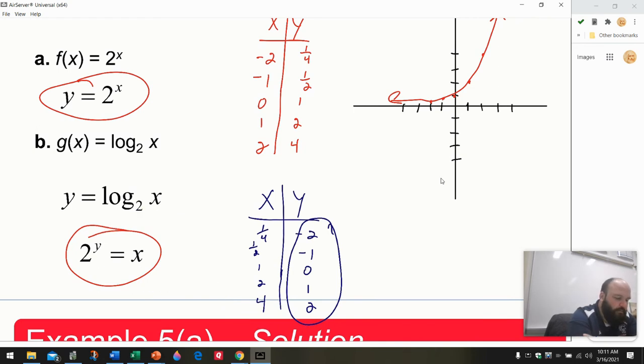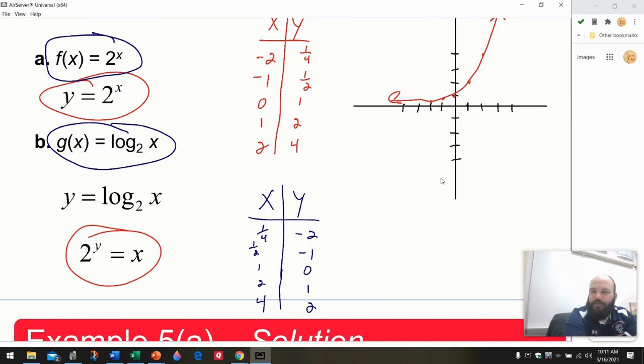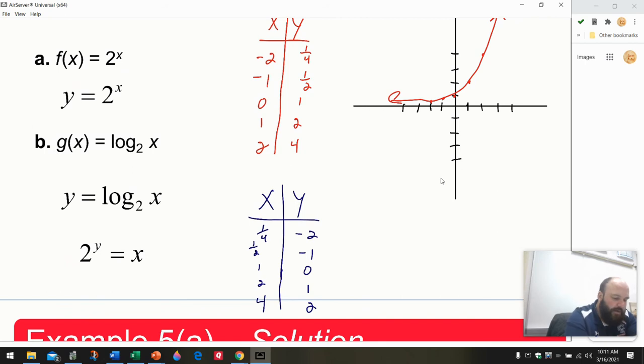Okay. Now, by doing that, what you see is I come up with another table. But what I want you to notice is how those two tables are related. The x's and the y's are flip-flopped. They switch places because these two functions, this right here and this right here, are inverses of one another. They undo each other.